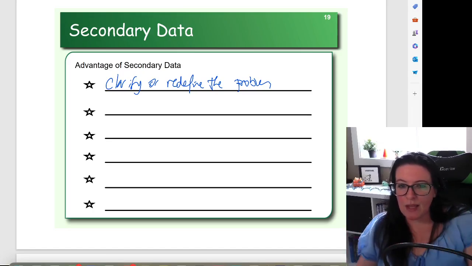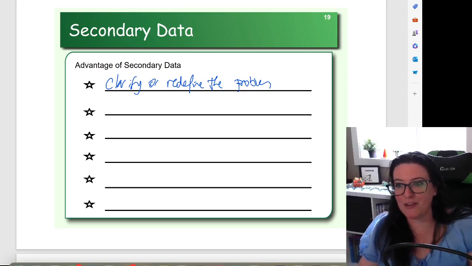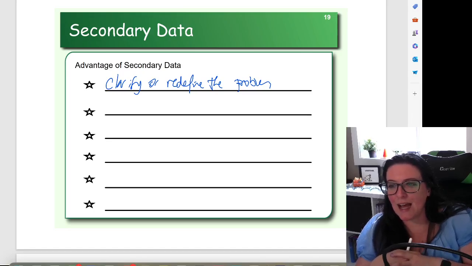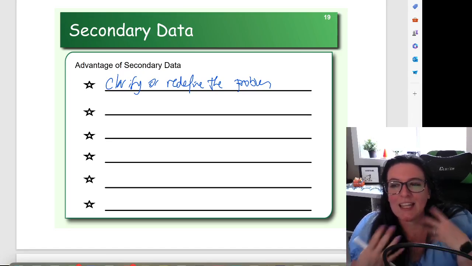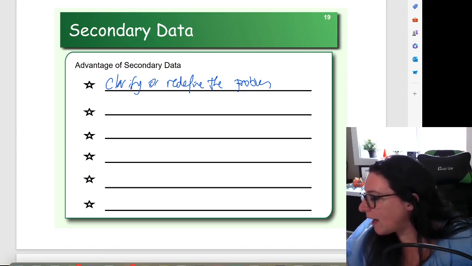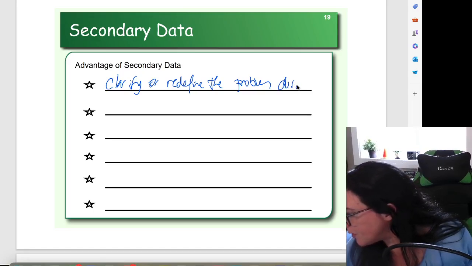If we're a coffee shop, say Tim Hortons, next to the business school, we know that when school is in session we have a lot more customers, and when it's not, we don't. So we can collect information and use that secondary data to help us understand the context in which we're making decisions for our organization: the environment, the economics, the politics. So we clarify or redefine the problem during exploratory research.